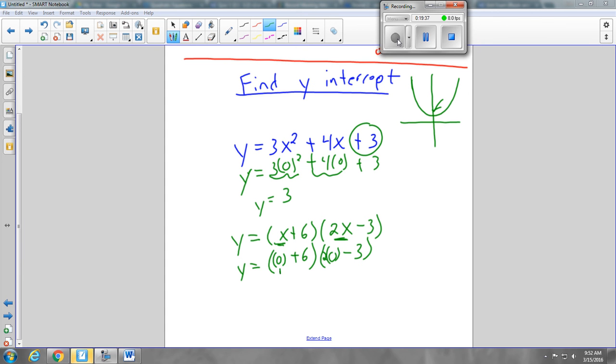So that 0 right there, it's like it's not even there, right? This 2 times 0 is just 0, so that's gone. All I end up with is y is equal to 6 times negative 3. So the y-intercept in this case would be negative 18. So same thing, you just put 0 in place of x to find the y-intercept. Yeah, that's it.